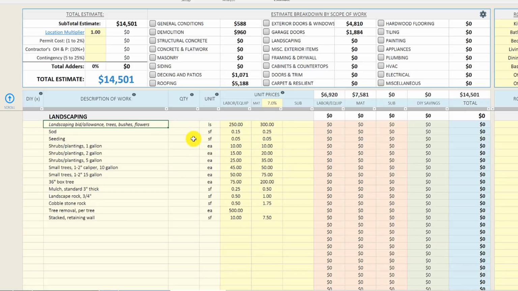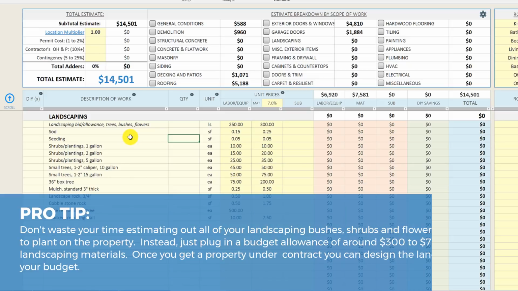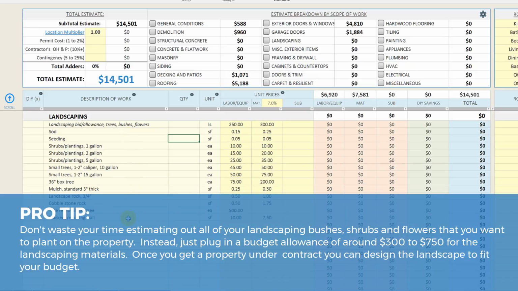Now landscaping, a lot of times I won't waste my time going through a detailed list, so you will see that we have a detailed itemized list of all of the different landscaping materials for the property. What I usually do is I'll just plug in a lump sum number here. So I'll just say I think we will need about $300 in materials. That should buy us maybe 8 shrubs and the materials for the landscaping beds, and that should cover us.